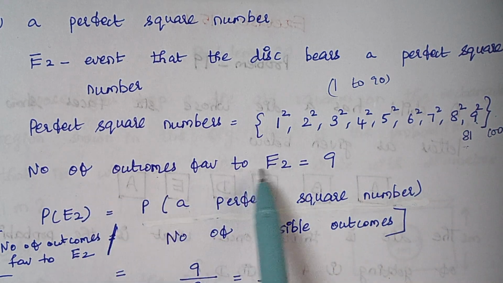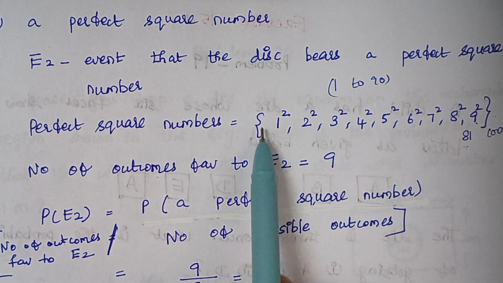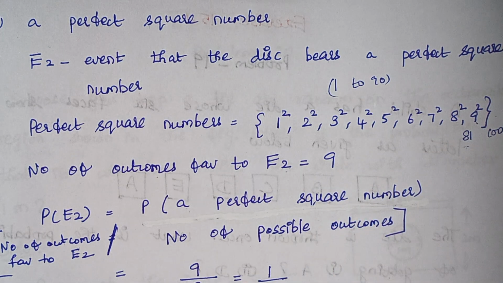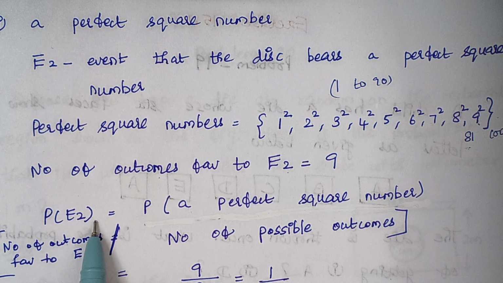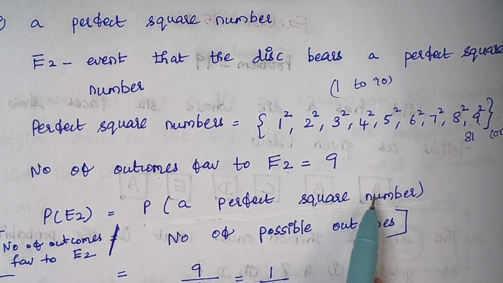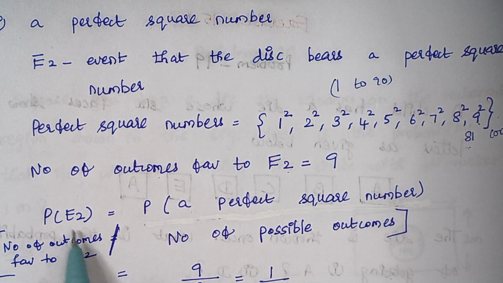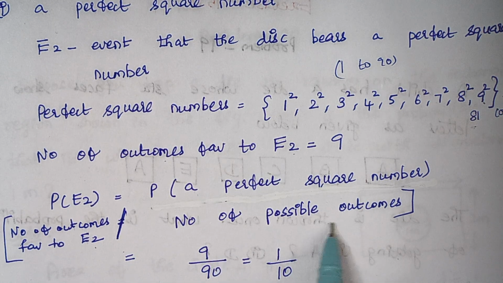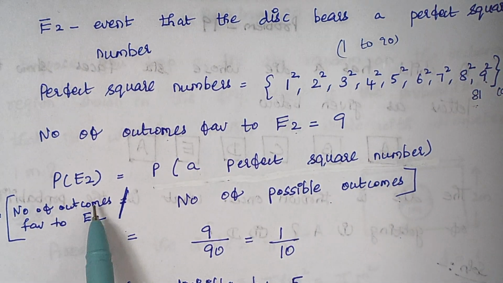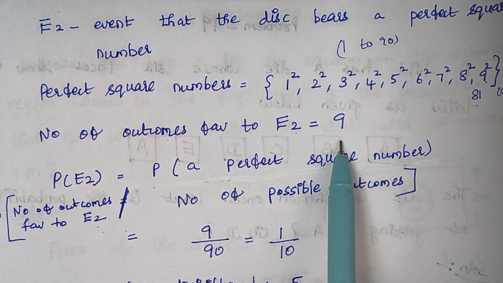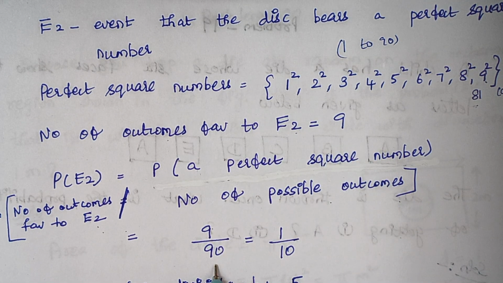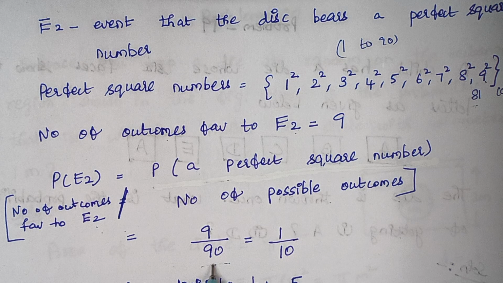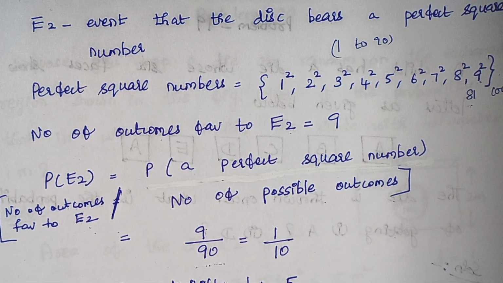So the number of outcomes favorable to E2: how many outcomes do we have here? 1, 2, 3, 4, 5, 6, 7, 8, 9. Totally 9 outcomes. So the probability of E2, the probability of a perfect square number, is given by the number of outcomes favorable to E2 divided by the number of possible outcomes. Here it is 9 by 90, because possible outcomes are 90 as we have only 90 discs. Among 90 discs, we have 9 discs that hold a perfect square.